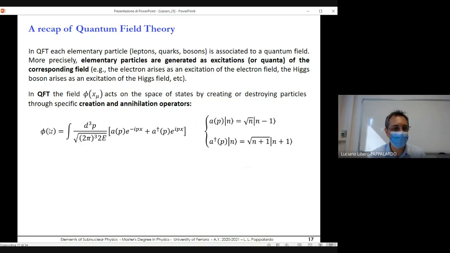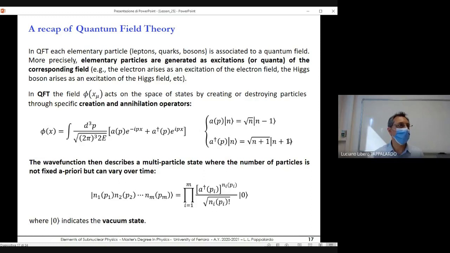And if you remember, in quantum field theory, the field acts on the space of states by creating and destroying particles through specific operators, which are creation and annihilation operators. So this is our field. And in this sort of Fourier transform, it introduces the annihilation and creation operators in its definition. So for instance, if you have a state with n particles and you apply the annihilation operator, you end up with a state of n minus one particles, you destroy one particle. Oppositely, if you apply the creation operator, you create one particle, so you start from n, you end up with n plus one particles. Okay?